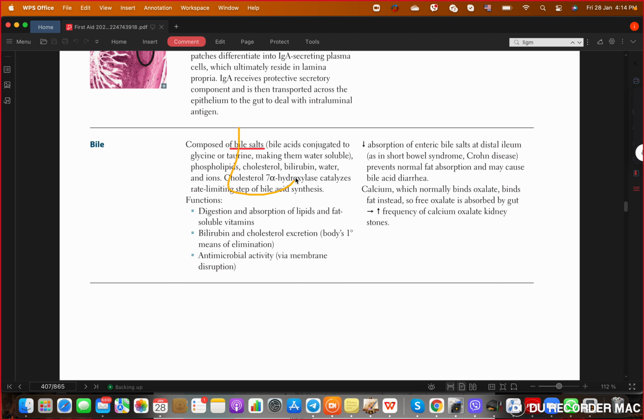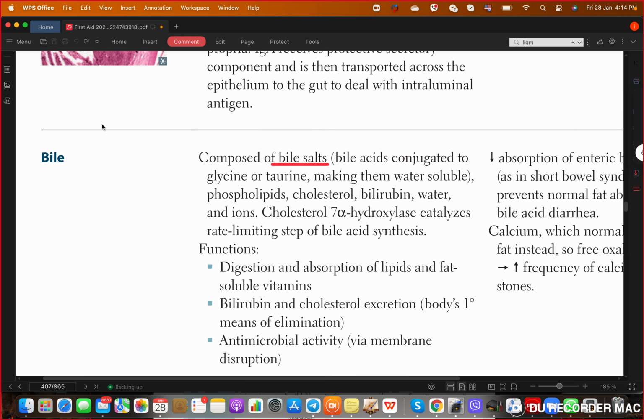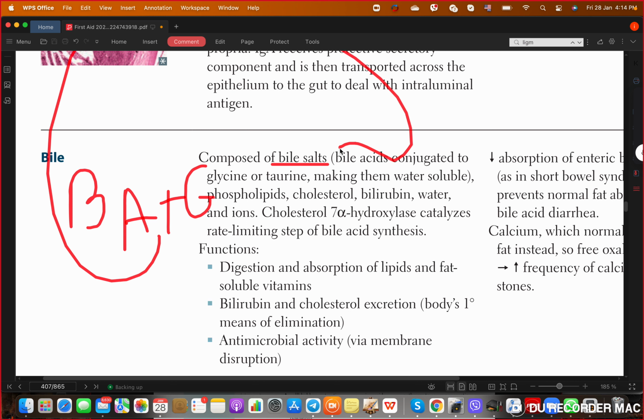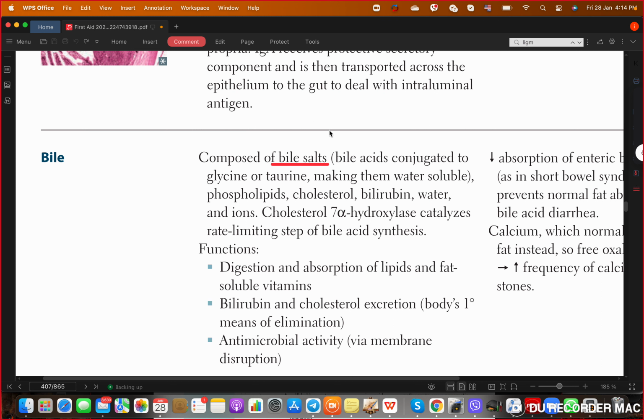Okay, so they write bile is made out of bile acids and bile salts. But what is bile salts? You need to know what is bile salts. Bile salts are bile acid with an amino acid bound to them. So when you have bile acid together with a glycine or taurine, you get yourself bile salt. Okay. Why do they call them bile salt? Salt because salt is water soluble. Yes.